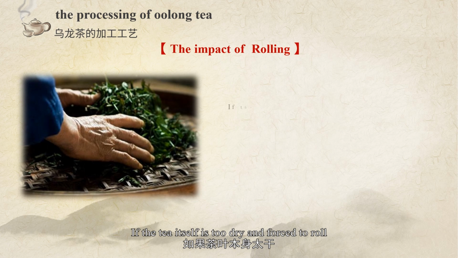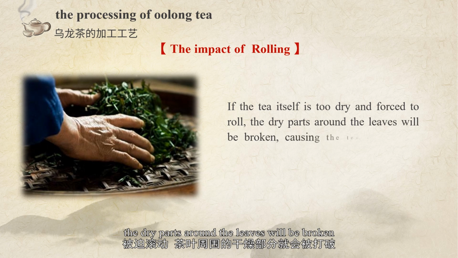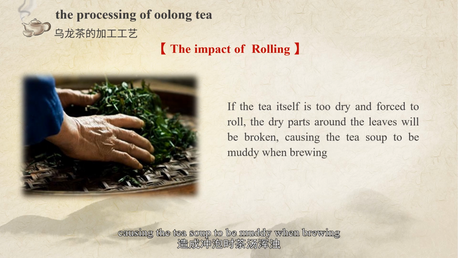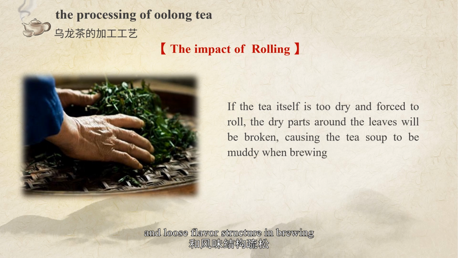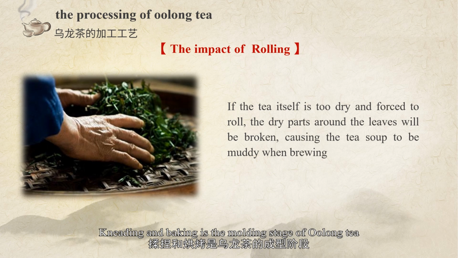If the tea itself is too dry and forced to roll, the dry parts around the leaves will be broken, causing the tea soup to be muddy when brewing. Insufficient rolling and damage of the cell wall will lead to uneven extraction and a loose flavor structure in brewing. Kneading and baking is the molding stage of oolong tea.